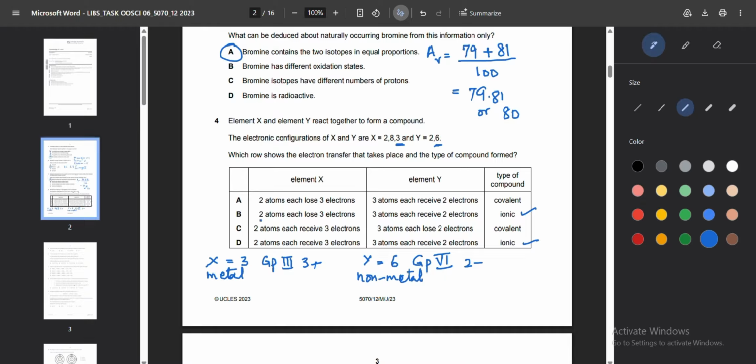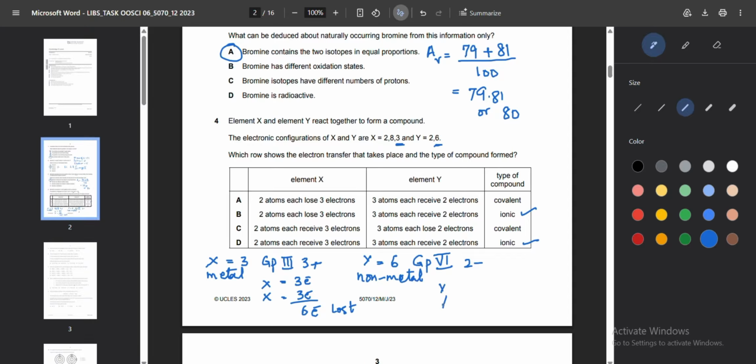In the first option, they are saying in B that two atoms of X each lose 3 electrons. If there are two atoms of X and each of these loses 3 electrons, that means there is a loss of 6 electrons. 6 electrons are lost. And on the other side, element Y, you have 3 atoms each receiving 2 electrons.